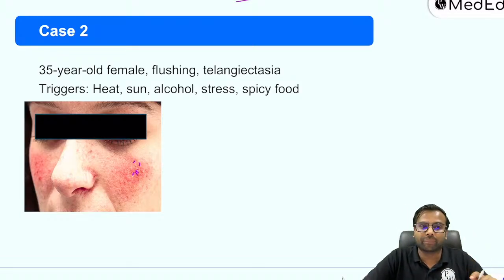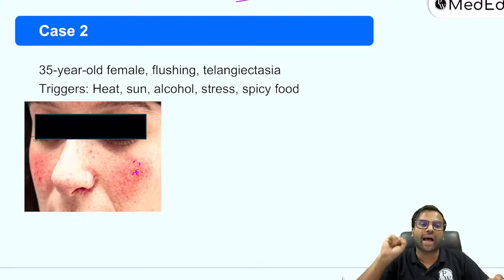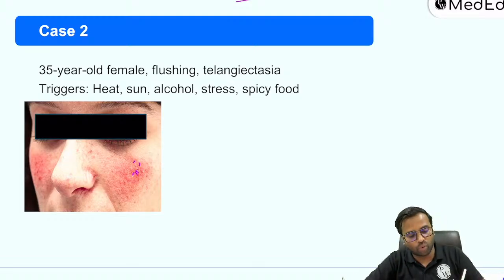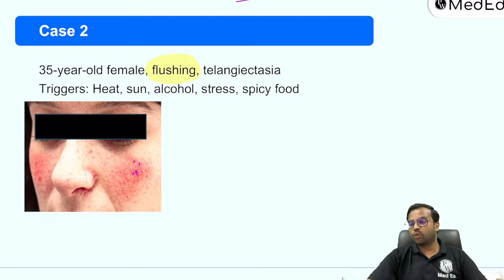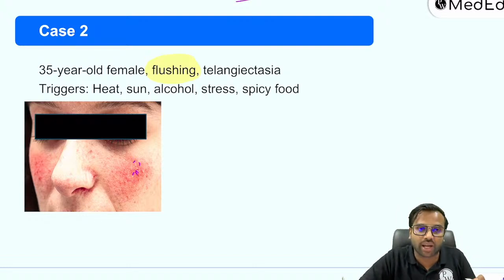Excellent. But however, in malar rash, we always think about SLE, right? But here alcohol, stress, spicy food and all do not worsen the symptom. And the most important thing that the patient is telling me is flushing. So where do you find this flushing is in a disease called rosacea. And what type of rosacea is the one that you're seeing on the screen right now?